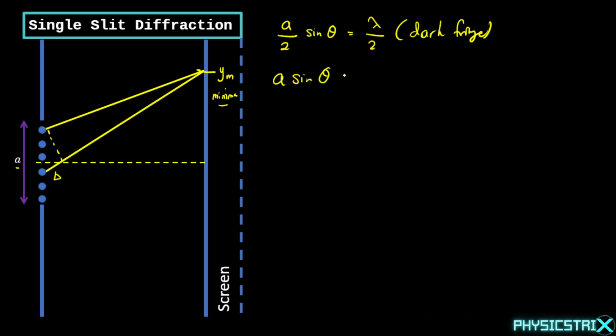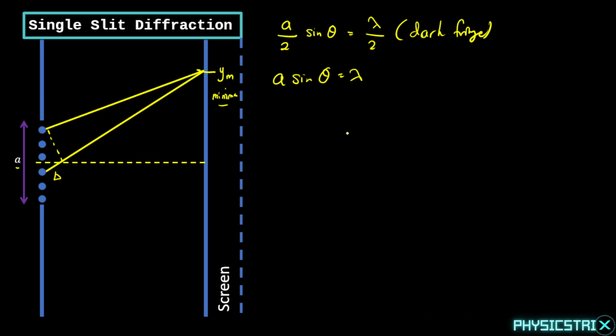As you can see, this is no different than the Young's double slit case. I have the phase difference here, so I can write the same as I have written for Young's double slit. The distance between them is just A over 2, so A over 2 times sine theta equals half a lambda, because they form a dark fringe. So what I'm left with is A sine theta equals lambda.